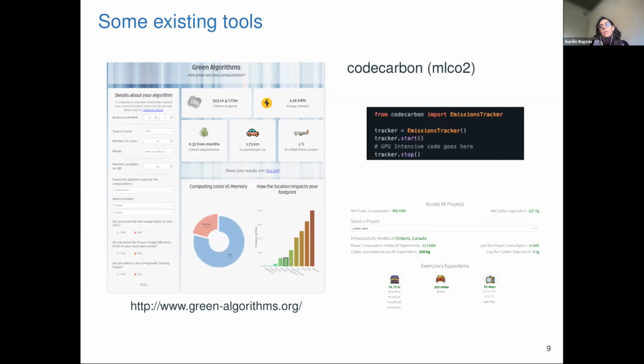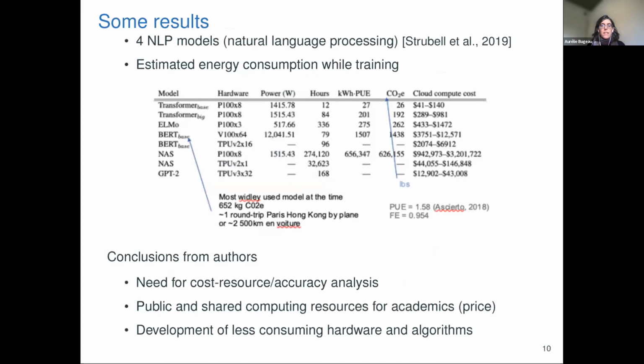And there are others that can be put directly into code, into the Python libraries that are used to develop neural networks, and that can also tell you how much energy you've used when training. So some tools now exist. There are several others. I won't go through an exhaustive list.